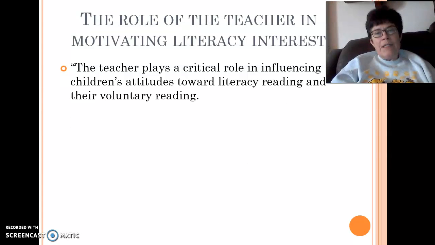The teacher plays an influential role because you need to be their biggest advocate. You need to be their coach. You need to be their biggest fan. You need to be the one who is working with them and telling them they're doing a good job. You got this. No worries.